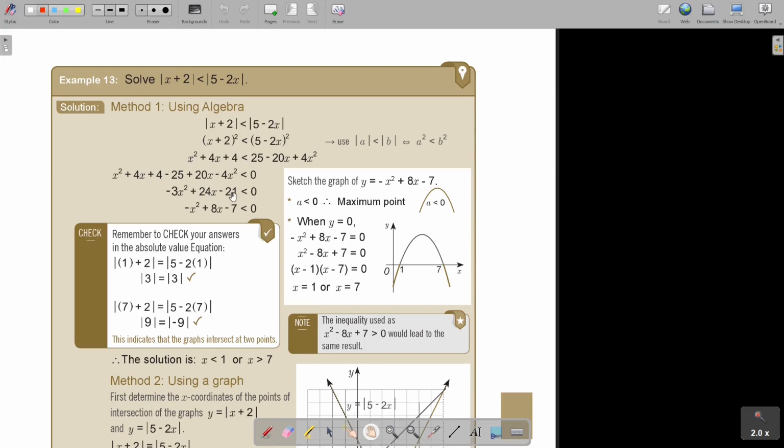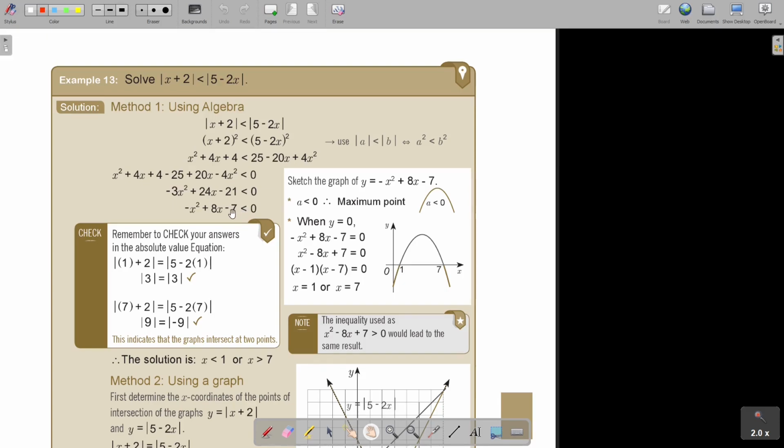Now I'm just going to bring this in and solve it. How do I solve that? I solve it with a sketch. So I first make it an equation, y equals. Due to the fact that there is a negative in front of the x squared, I know it's not a smiley face. The graph will look like this. Then I put y equals 0. I factorize it and I get the two values where it cuts the x-axis.